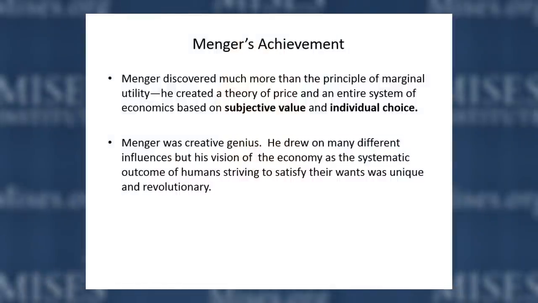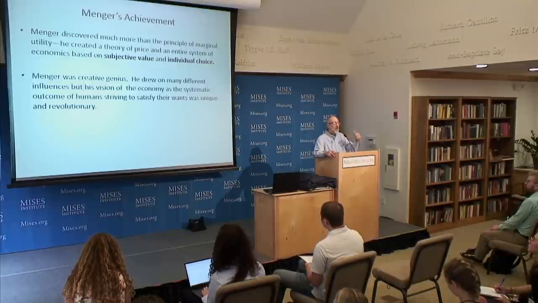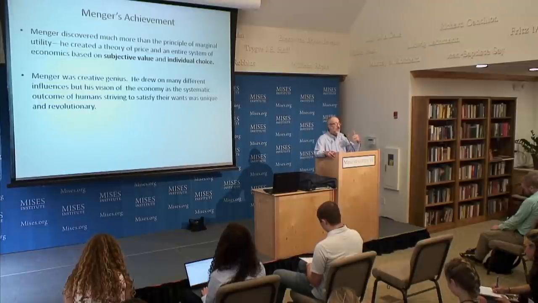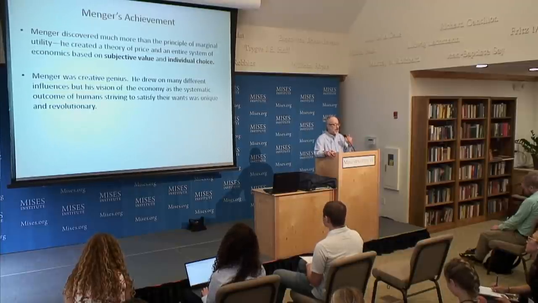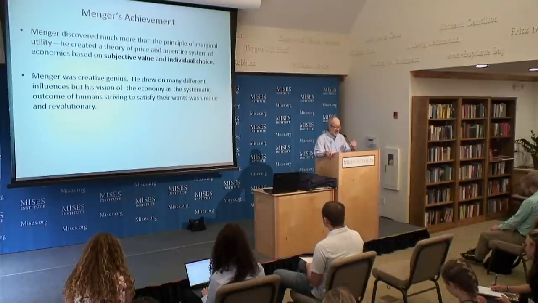But Menger went beyond the principle of marginal utility. He created a whole system of economics that was based on subjective value and individual choice. As we'll see, Menger showed not only why people consumed various goods, but how the value that people placed on these goods was imputed, I'll come back to that word, back to the machinery, the factories, the labor hours that were used to produce that good. So what Menger showed was that the consumer, and his wants or her wants, were at the center of economic activity.